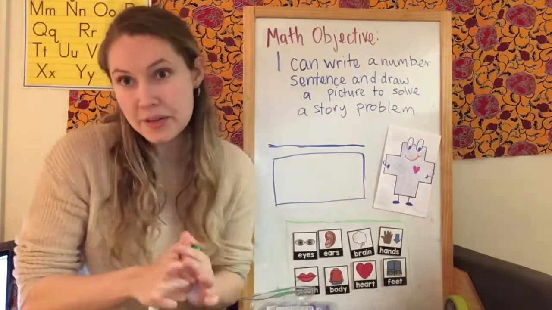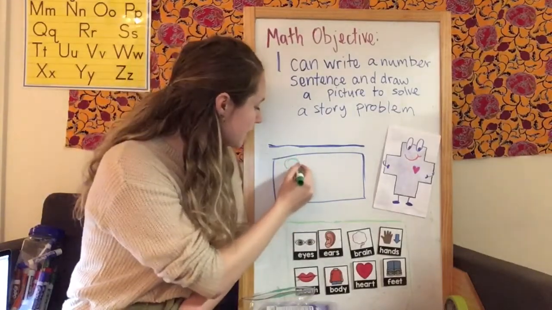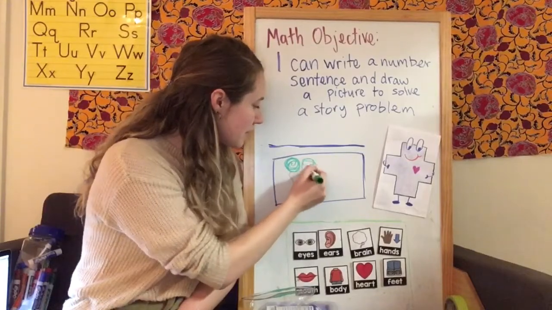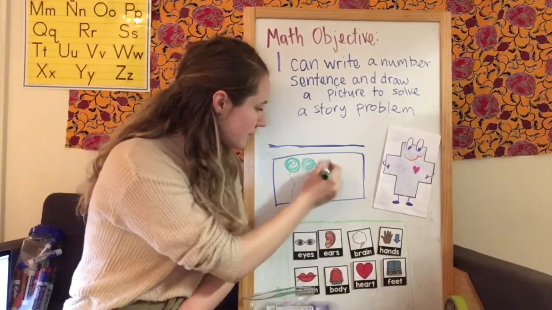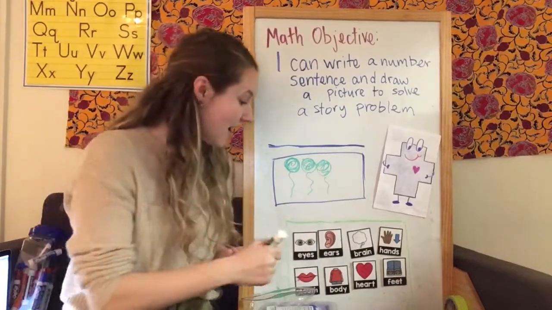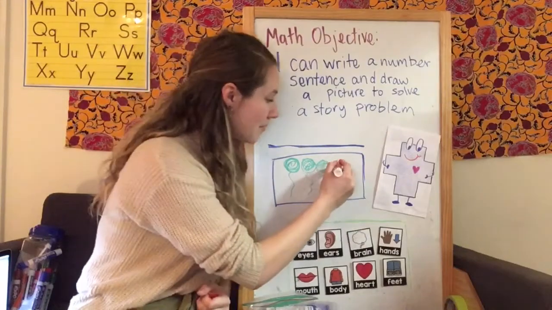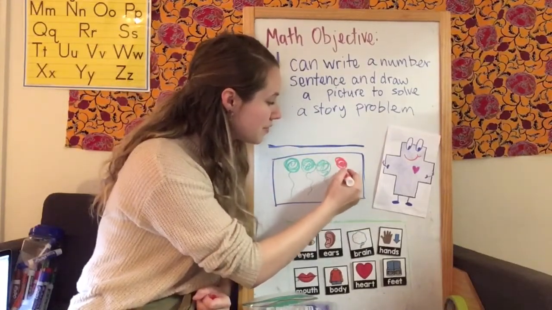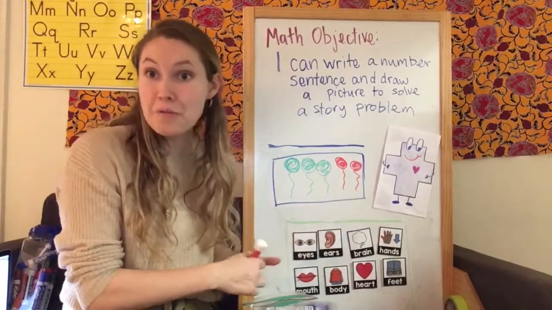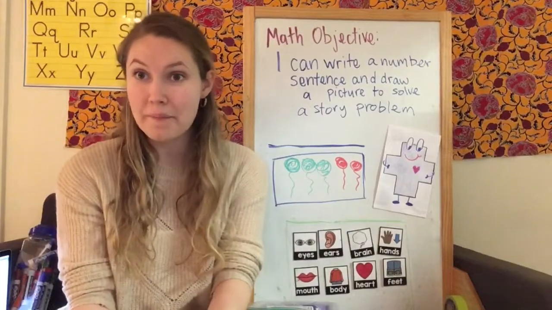One day I was walking in the park and I saw 3 green balloons. So I'm going to draw 3 green balloons. Then I saw 2 red balloons. So here I'm going to draw my 2 red balloons. How many balloons did I see in all?